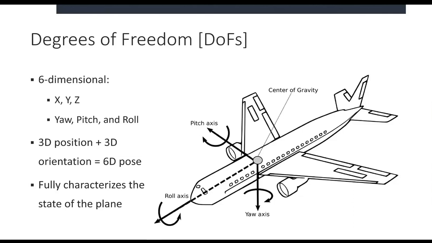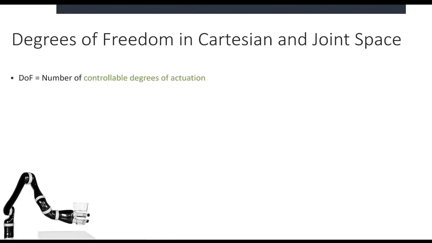We also talked about how this relates back to robots. Degrees of freedom could also mean the number of controllable degrees of actuation. So these are the mechanical degrees of freedom. And when we talk about robots, we're going to talk about both of these somewhat interchangeably, so it's important to realize which degrees of freedom we are talking about.